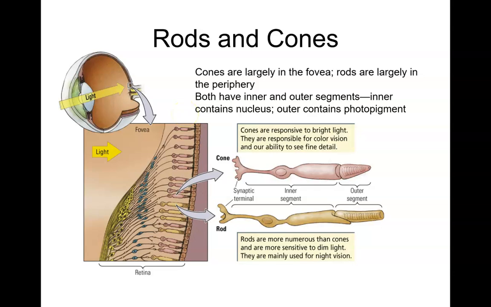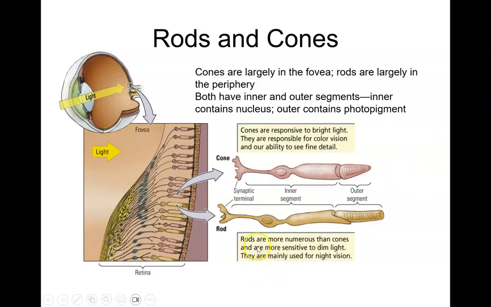So as we kind of saw in that exercise that I showed you on Monday, cones are largely going to be in the fovea, and rods are going to tend to be more in our peripheral vision. So cones are going to be responsive to bright light. They are responsible for our color vision, and they are allowing us to see fine detail because they are in that foveal region, which is where our vision tends to be the clearest and have the best acuity.